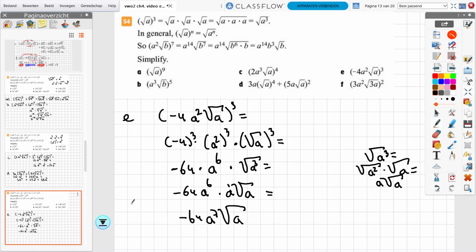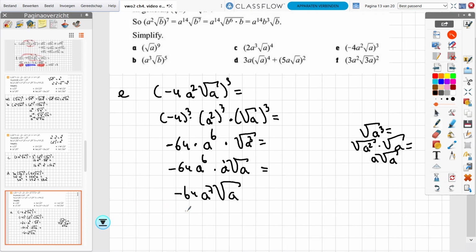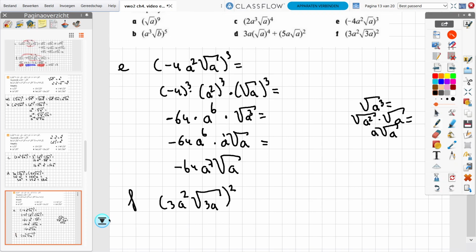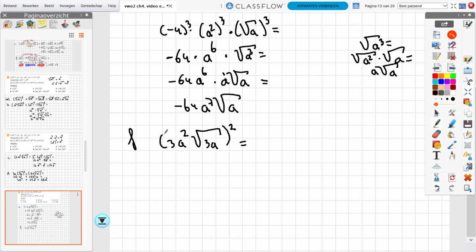Okay. Now let's do f as well, which seems a lot like e. Maybe a bit more difficult, but surely doable. The only difference is now we have 3a instead of just a inside the root. Oh, my power is lower. Okay. Let's just take a look. Again, if you find this difficult, everything is to the power of 2. Everything is squared. So 3 squared, a squared squared, and root 3a squared. The first two shouldn't pose a problem anymore. 3 squared is 9. A squared squared is a to the power of 4.